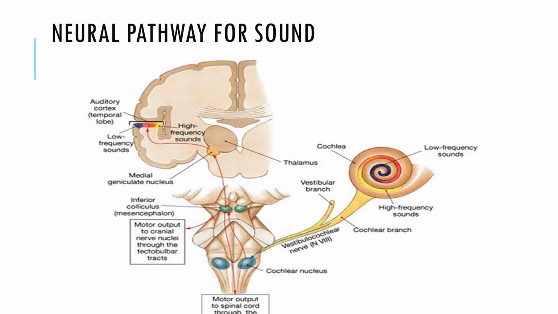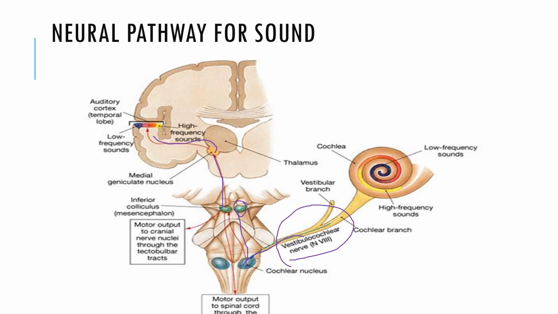And so when we have the neural pathway going from that inner ear, the vestibulocochlear nerve is going to synapse onto the cochlear nuclei within the medulla oblongata and in the pons. Then this information will travel into the inferior colliculus of the midbrain, where that information is going to travel up into the thalamus, and specifically the medial geniculate body. And then that information from the thalamus is going to synapse onto the auditory cortex of the temporal lobe.